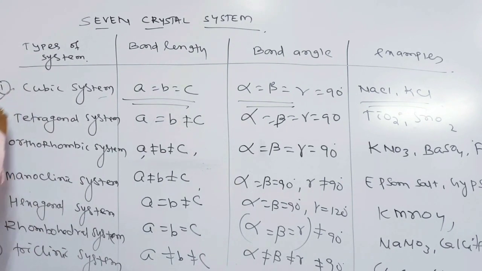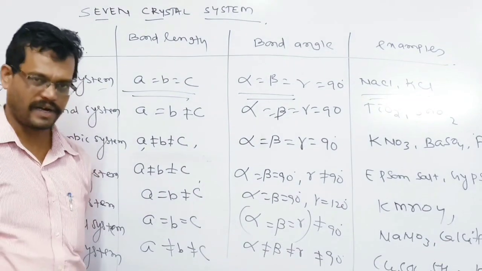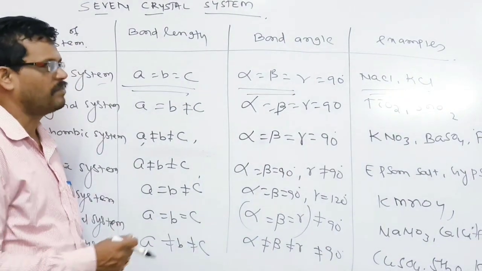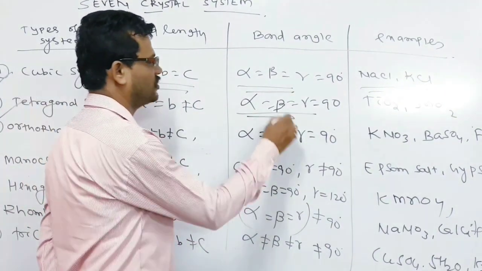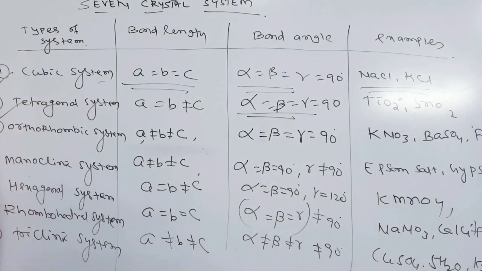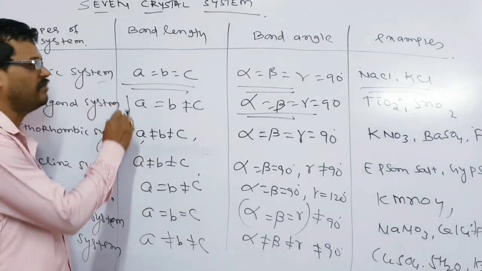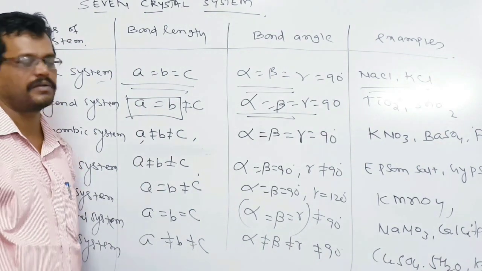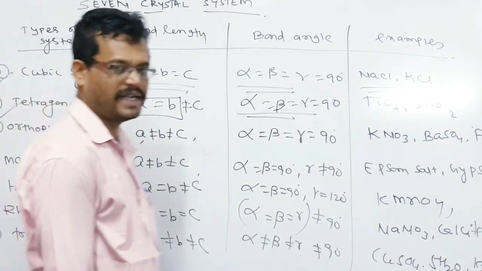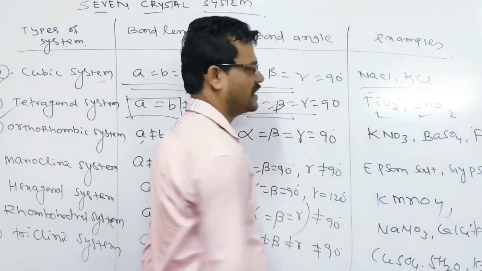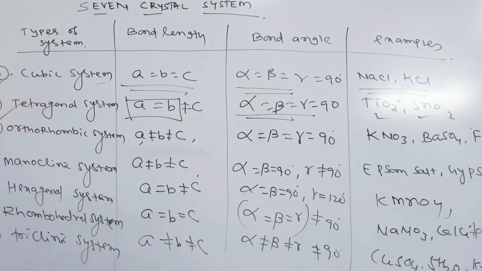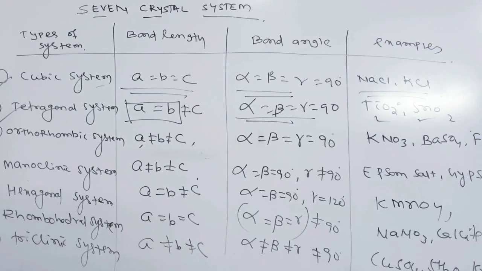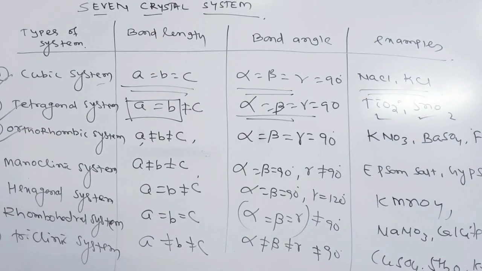Now you see tetragonal systems. In the case of the tetragonal system, the angles alpha, beta, gamma are found to be 90 degrees, just like the cubic system. But here 2 lengths are the same, that is a and b, but the third length is not equal to a and b. Examples are titanium oxide and tin oxide, which form this type of tetragonal crystal system.